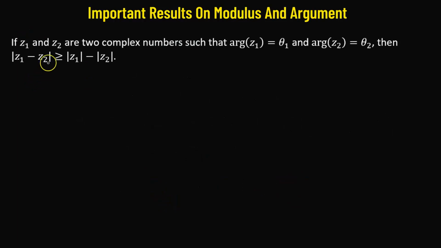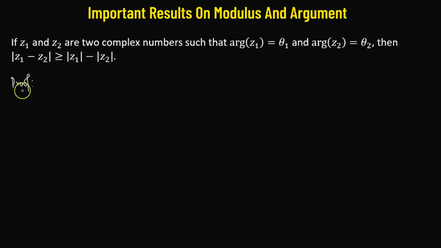So we have two complex numbers z1 and z2, and their arguments are also provided. Then we have to show the third triangular inequality, that the absolute value of the difference of complex numbers z1 and z2 is greater than or equal to the difference of the absolute value of each complex number. Fine. So let's start with our proof.